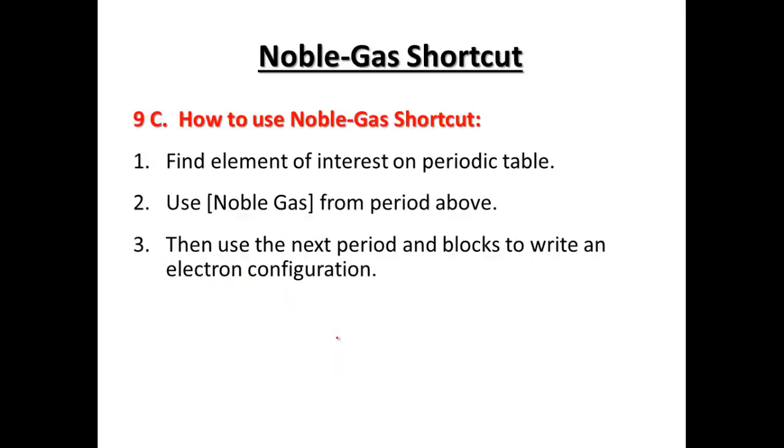So a couple rules for us to follow. Let's make sure we get all three of these rules down. You'll need them, so hit pause and then unpause after you've gotten all three. Alright, so the first part is we're going to find the element of interest on the periodic table, whatever element we're looking to choose. Secondly, we're going to use the noble gas from the period above. Then we're going to use the next period and the blocks to write out the electron configuration.